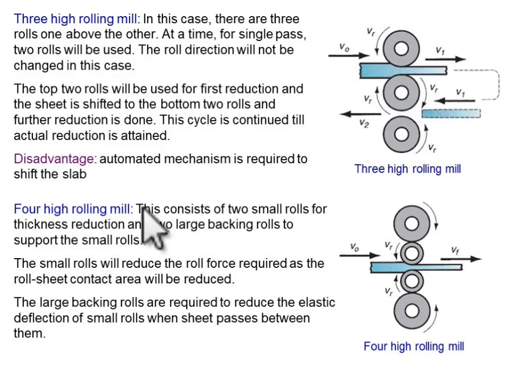Now the four high rolling mill, in which we use four rolls. The smaller roll is used to reduce the thickness of the sheet, and the bigger roll is used to support the smaller roll, so that deformation and deflection may not occur during the whole process. So that's why we use this four high rolling mill.